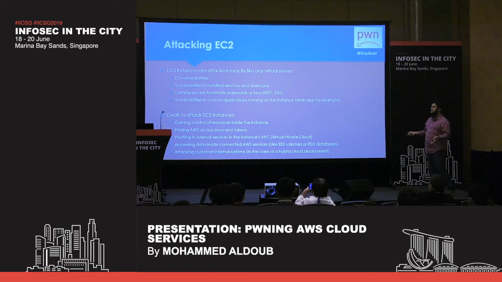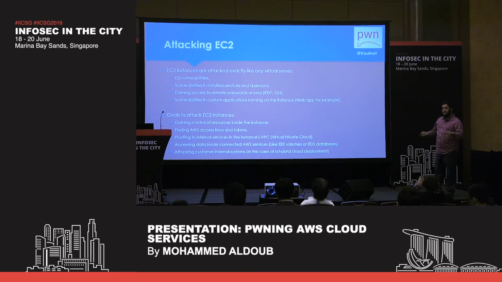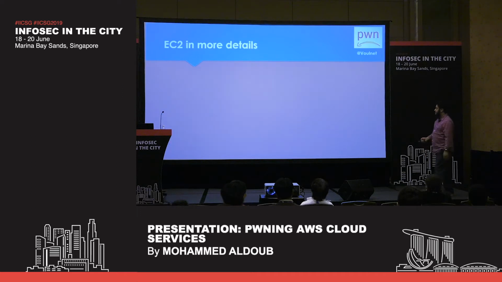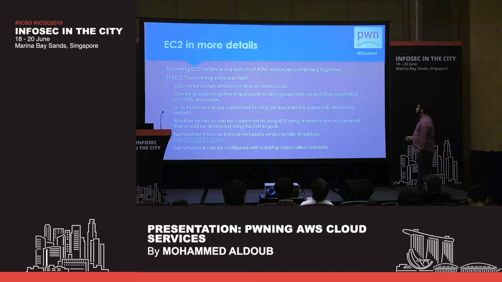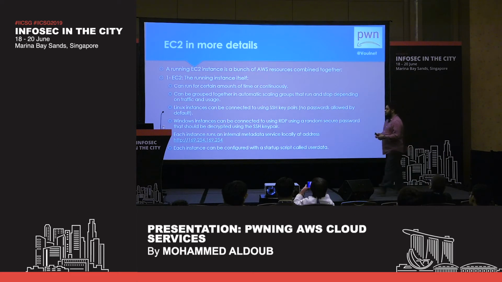So if you attack an EC2 instance, the virtual servers inside Amazon, what do you get? Well, you can gain control of this environment. You can try and steal data. You can try to steal access keys, passwords to go deeply into the other resources in the environment. We'll see some examples.